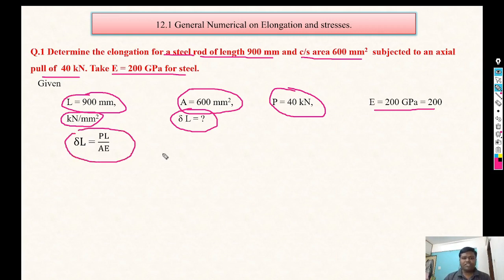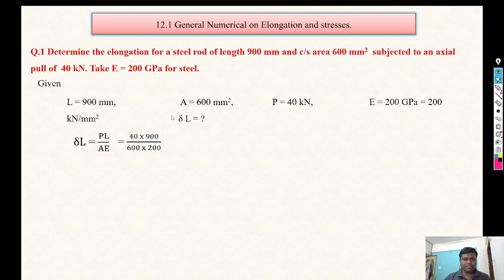So here we require change in length, and the formula for change in length is PL by AE. Everything is given to us, correct? Everything is given in the numerical. So where P is 40, then L is 900, A is 600 and E is 200. So just put all the values and get the answer. When we solve this, we will get 0.3 mm. So change in length is 0.3 mm.